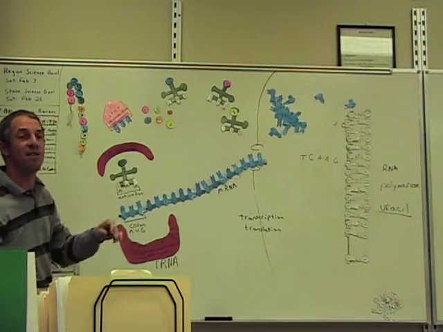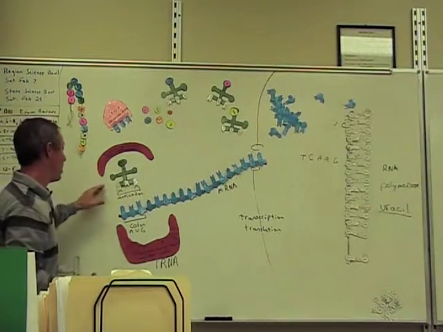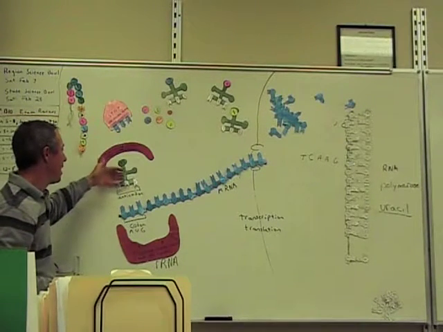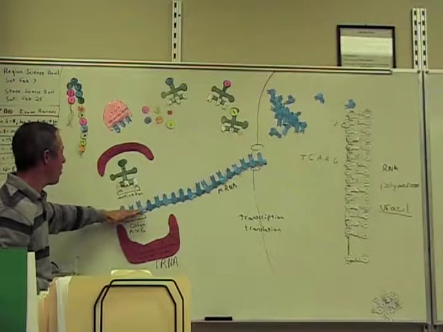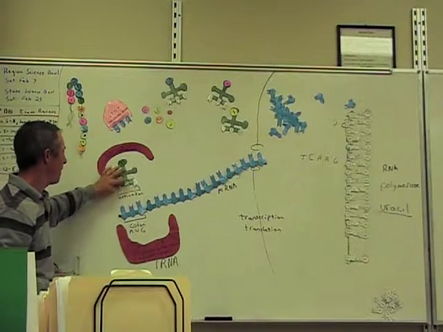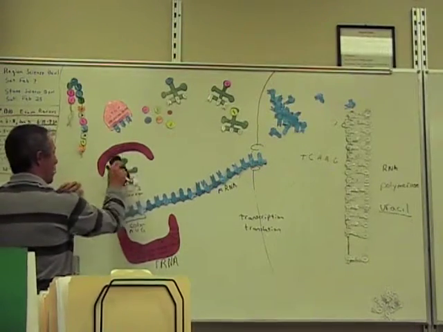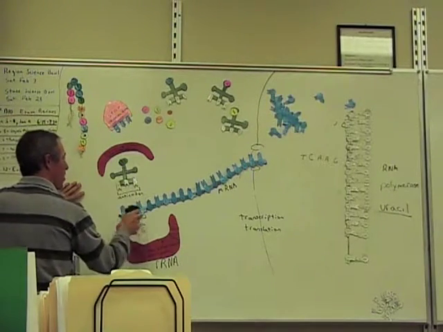So the way I would say this, if I were writing the essay: the anticodon of the tRNA attempts to bind with the codon of the mRNA. If it fails, the anticodon on the tRNA attempts to bind with the codon of the mRNA.